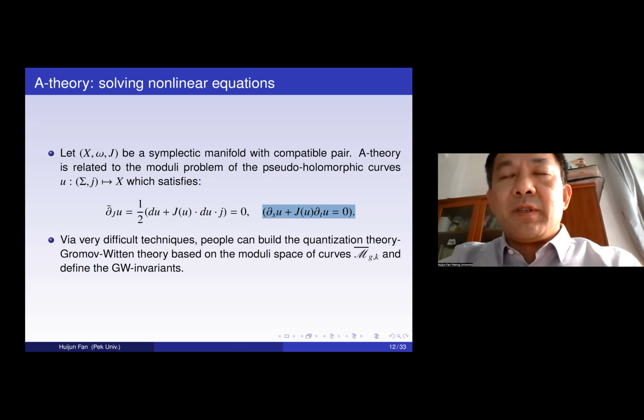So it is non-constant. This is a nonlinear Cauchy-Riemann equation. With very difficult technicalities, people can build the quantization theory, the so-called Gromov-Witten theory, based on the moduli space of curves M bar g,k, and define the GW invariants. This is a very rough description of the A theory for the nonlinear sigma model.